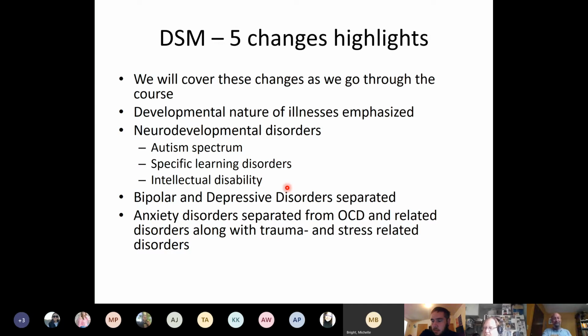They're not keeping up. Bipolar and depressive disorders are separated. They used to be just mood disorders, but they're different enough that they've been separated. And anxiety disorders are separated from OCD and PTSD, which all used to be anxiety disorders. No, these are pretty different things than generalized anxiety, panic disorder, and social phobia, which are the ones for anxiety disorders. So it actually makes a lot of sense.